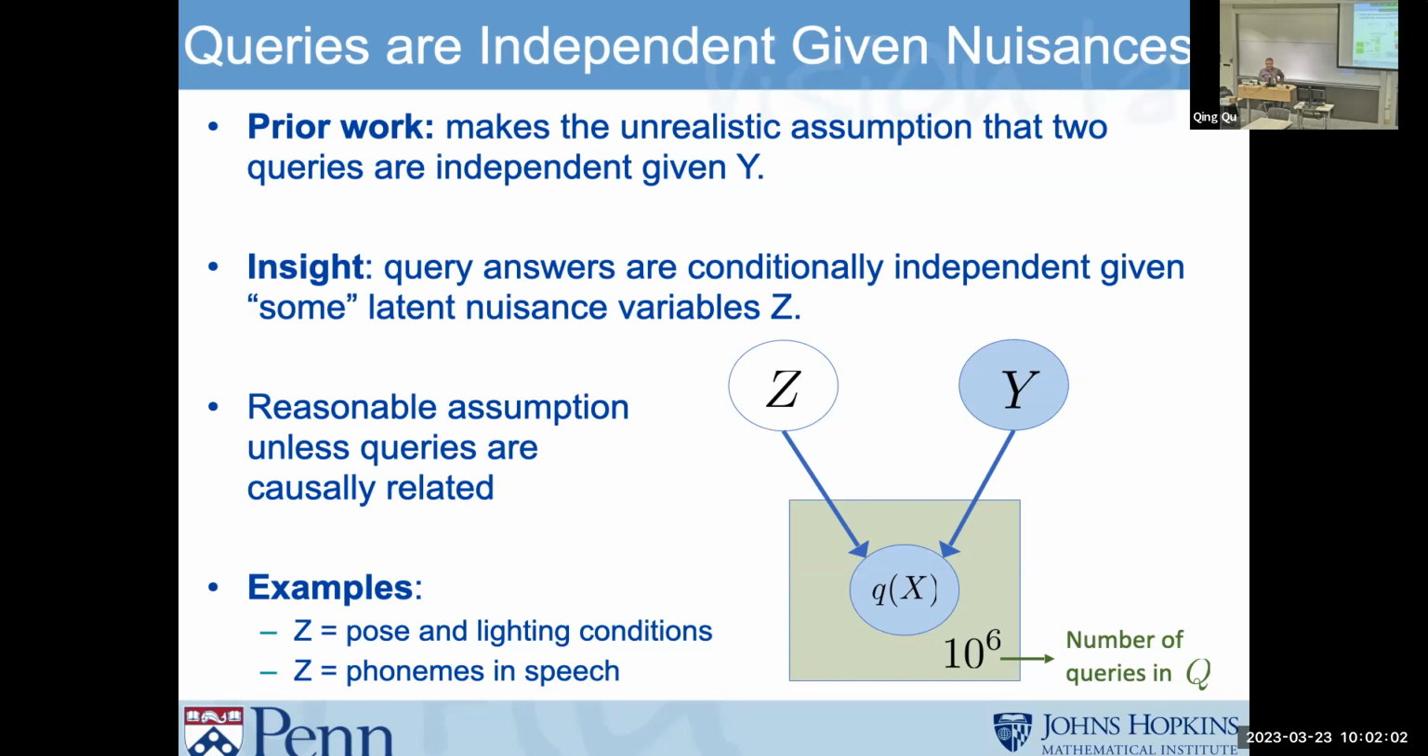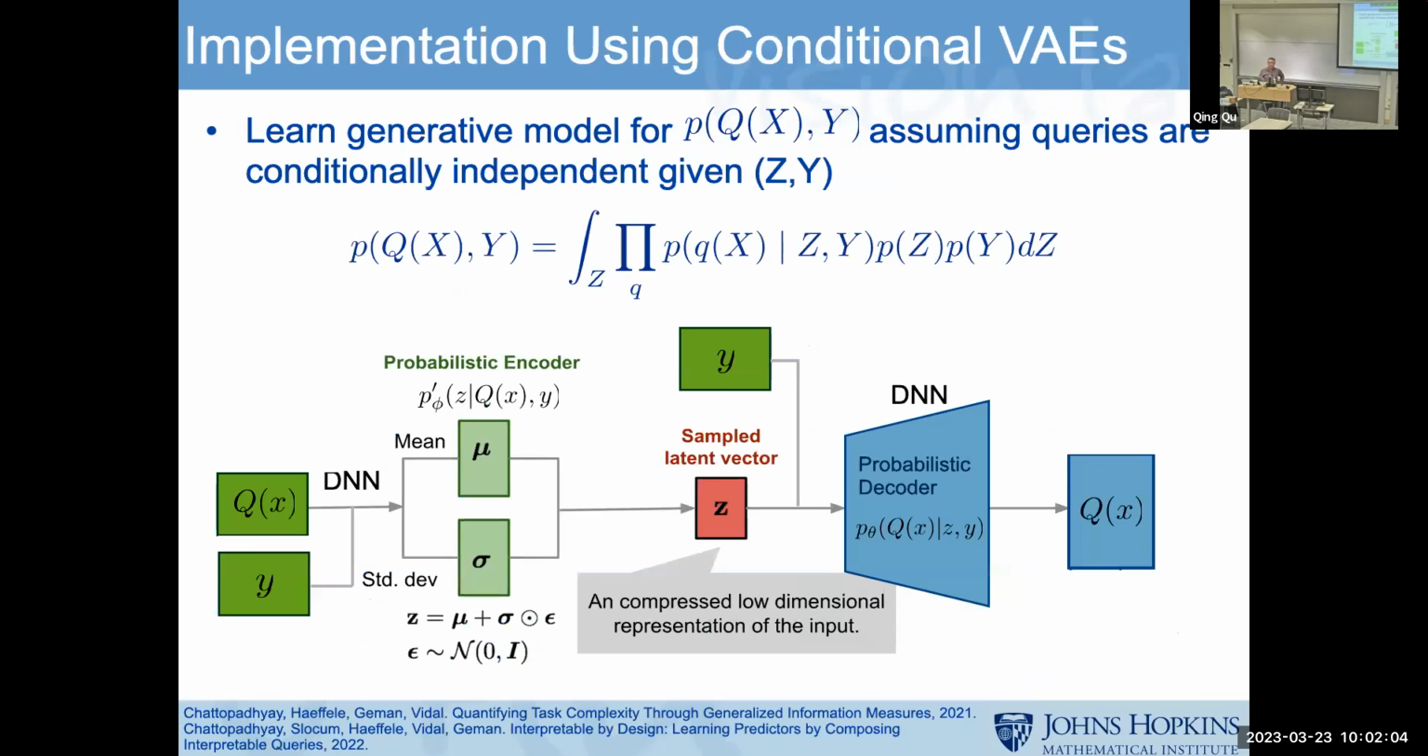I am not going to have the time to explain, but for those of you who work on deep generative models, one example that fits perfectly, where your latent variables are exactly the nuisance factors and allow you to do this in a tractable manner, is to use VAEs.